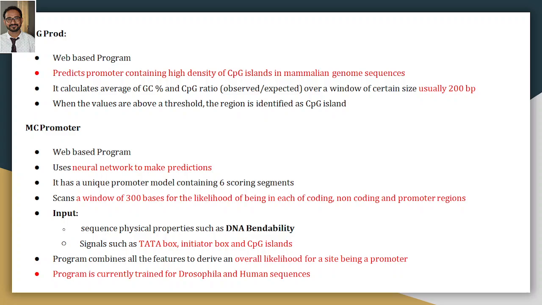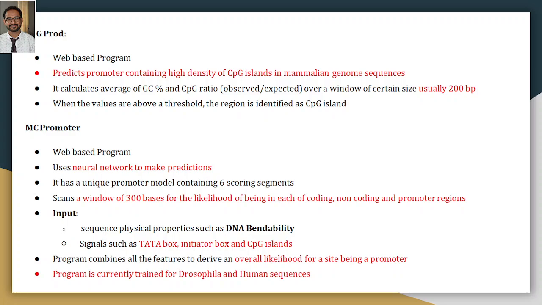CpG prod is a web-based program. It predicts promoters containing a high density of CpG islands in mammalian genome sequences, which we discussed in the introduction. It calculates the average percentage of GC as well as the CpG ratio, that is observed divided by expected. That is what you will get as a percentage, over a window of certain size, usually 200 base pairs. It will look for a 200 base pair sequence.